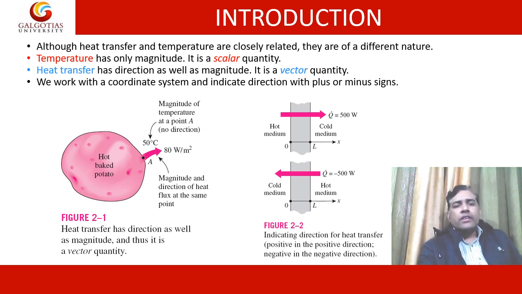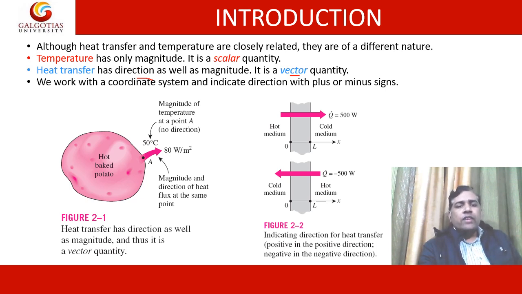Similarly, when it comes to heat transfer, it has two things: the quantity as well as the direction. When we say that some heat transfer is taking place, we also say in which direction it is taking place. We mostly say that from this body to this body heat transfer has taken place, and we also tell the amount of heat transfer. The amount of heat transfer is obtained using the first law of thermodynamics, and direction is also described using some relation. So heat transfer has direction as well as magnitude, so it is a vector quantity. This is the one thing that you should remember: heat transfer is a vector quantity and we work with a coordinate system and indicate direction with a plus or minus sign. So when we describe heat transfer, we describe not only the quantity but also the direction of the heat transfer.